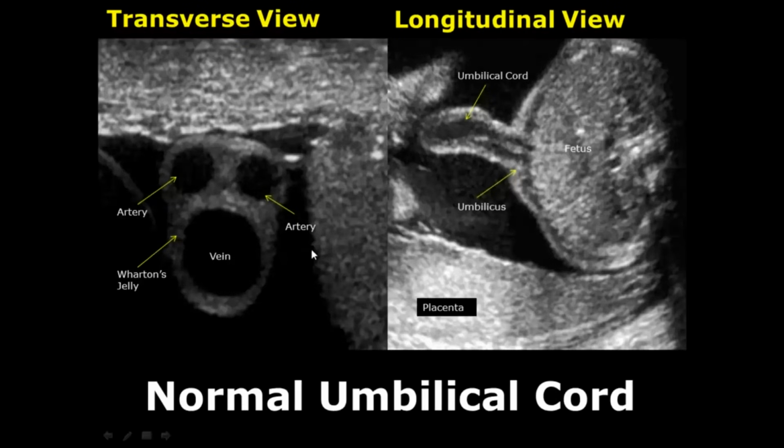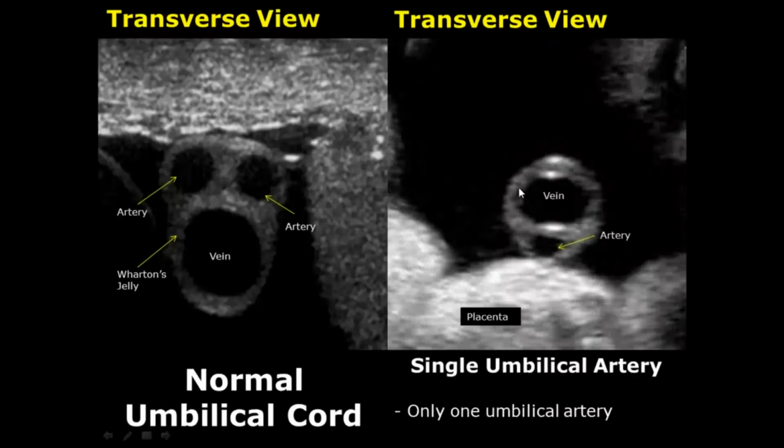And the umbilical cord is protected by a substance known as Wharton's jelly. And over here we can see the umbilical cord entering the fetus at the umbilicus on the abdomen. Sometimes there may only be a single umbilical artery present. Here we can see only one umbilical artery in transverse view in its cross section.